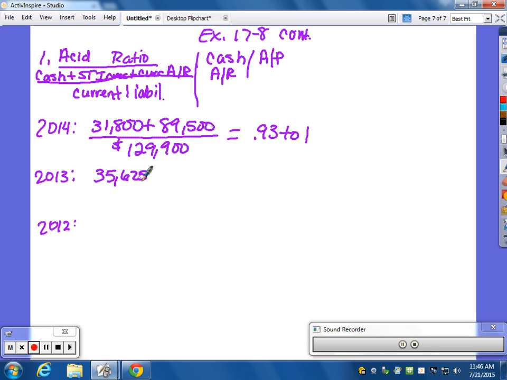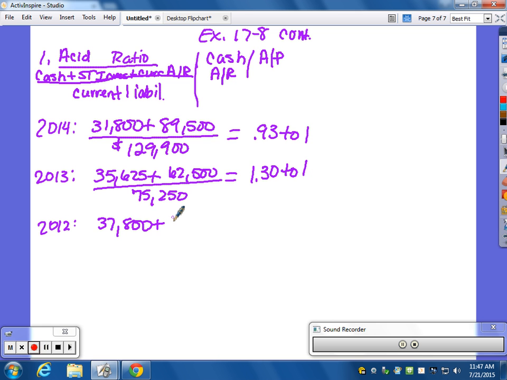Then 2013, what's your cash amount? 35,625, plus accounts receivable, 62,500, divided by accounts payable, 75,250, equals a ratio of 1.30 to 1. For 2012, cash is 37,800, plus accounts receivable, 50,400, divided by accounts payable, 51,250, equals 1.72 to 1.